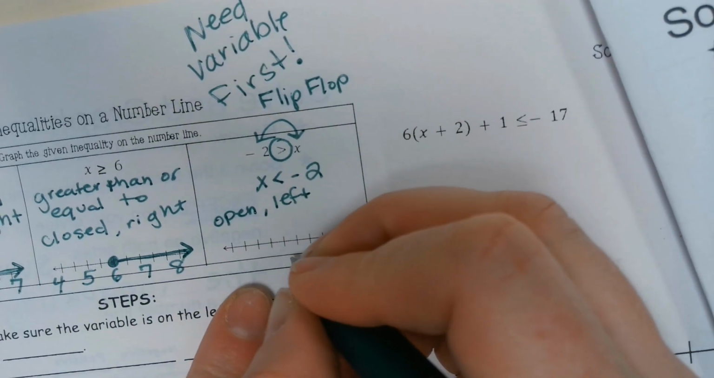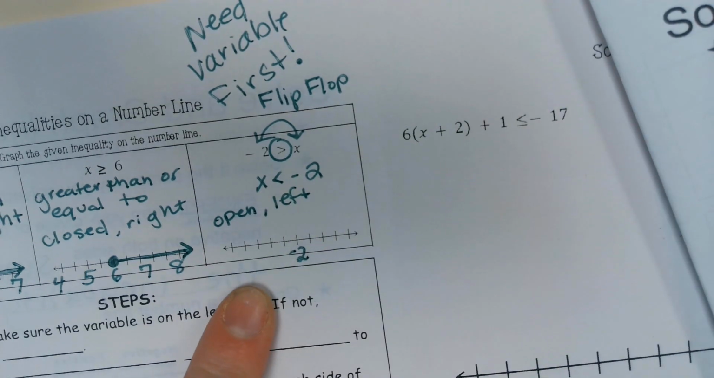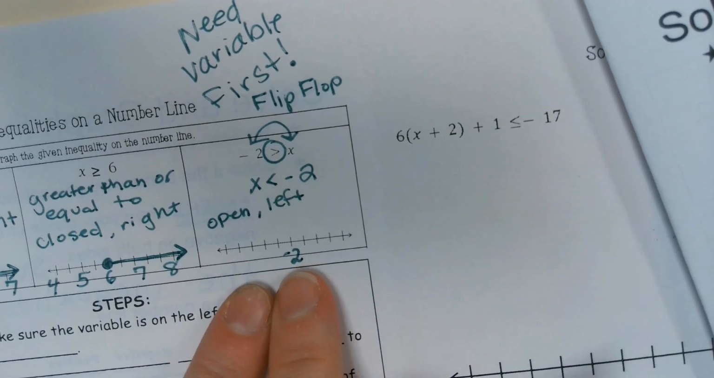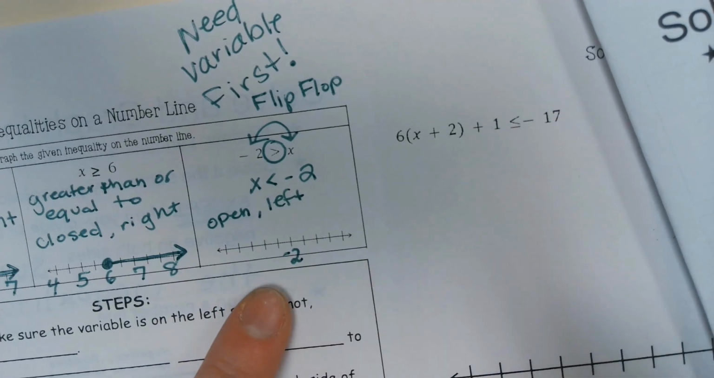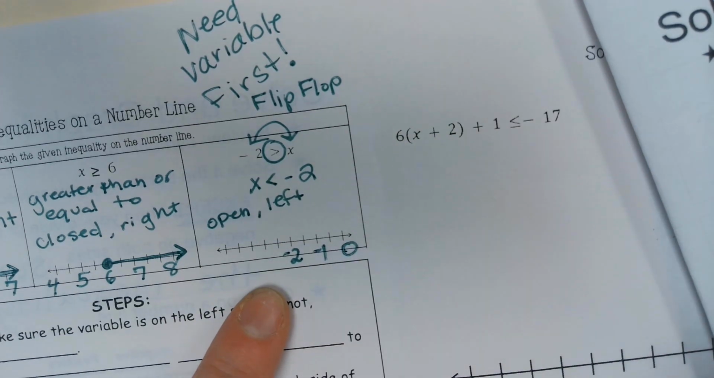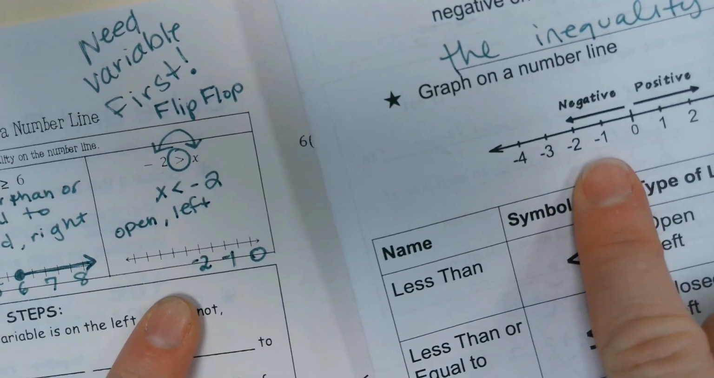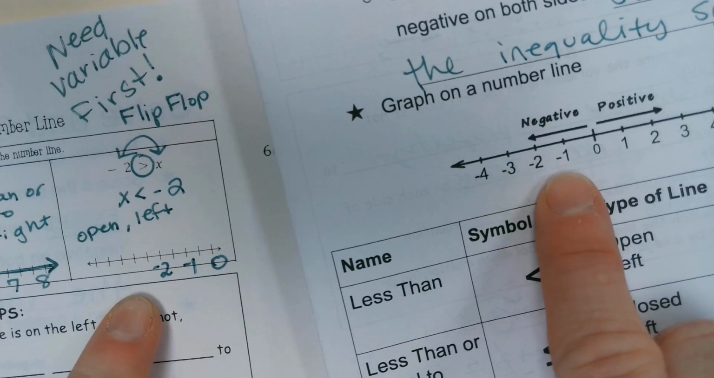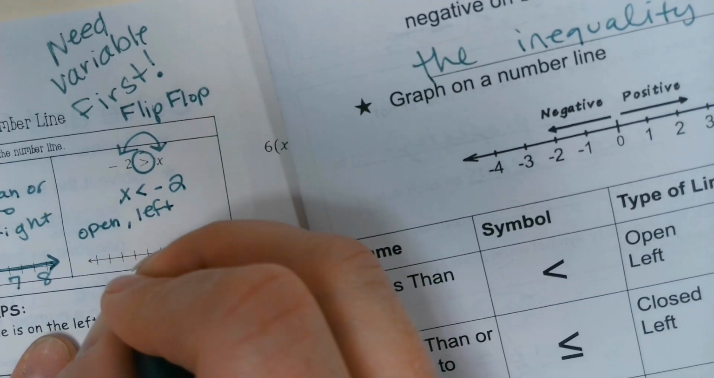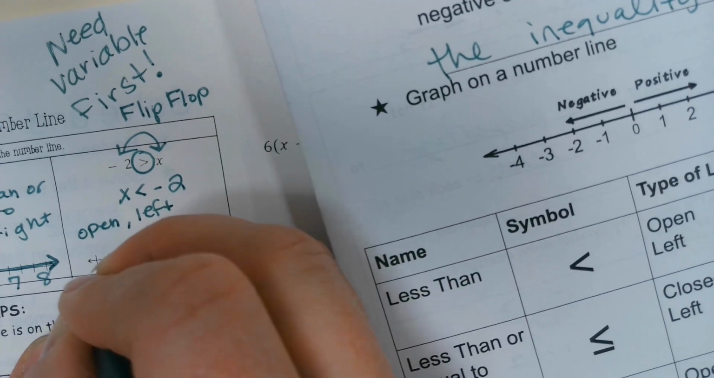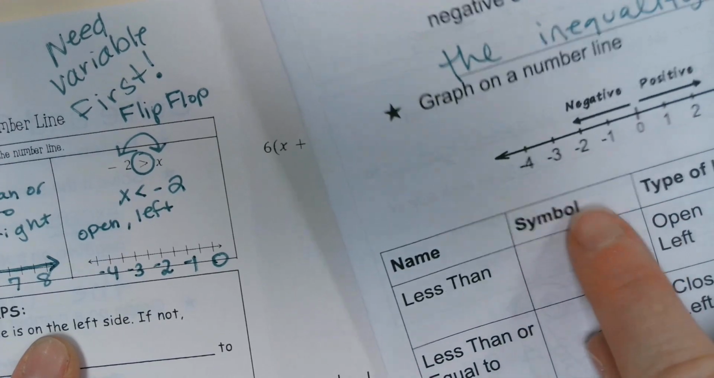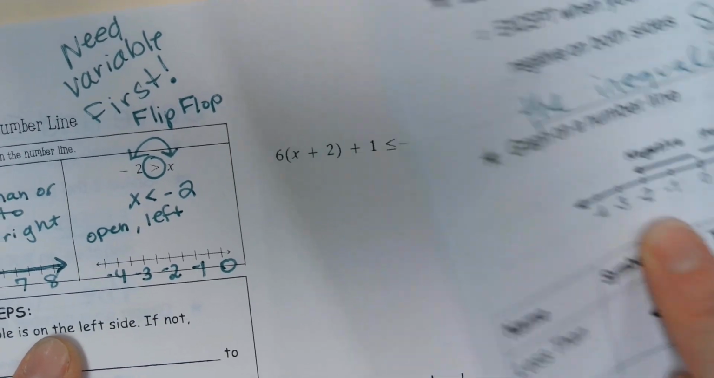So -2 is going to go in the middle. Whenever I go right, I'm going to get bigger numbers. So -1 and then 0. So if you need to refer back to this number line that's on the front. And then if I go to the right, it's going to be -3 and -4. So look back at that number line.